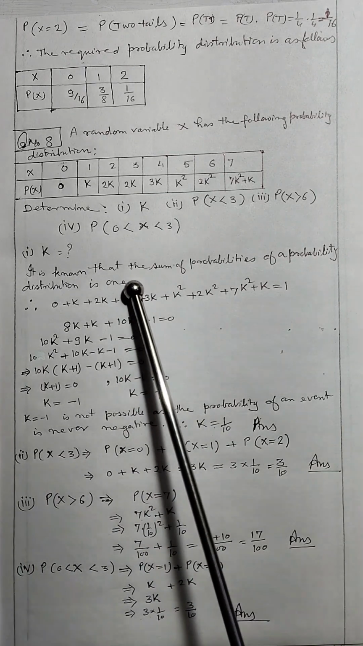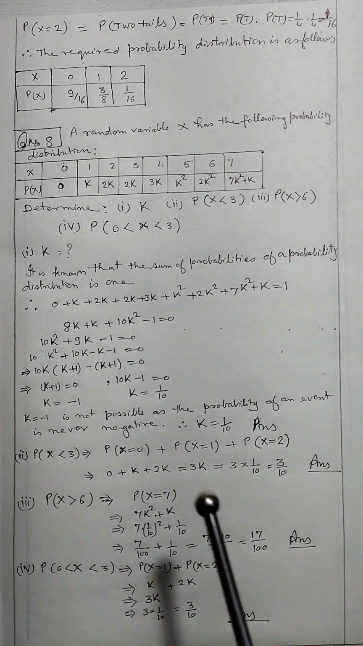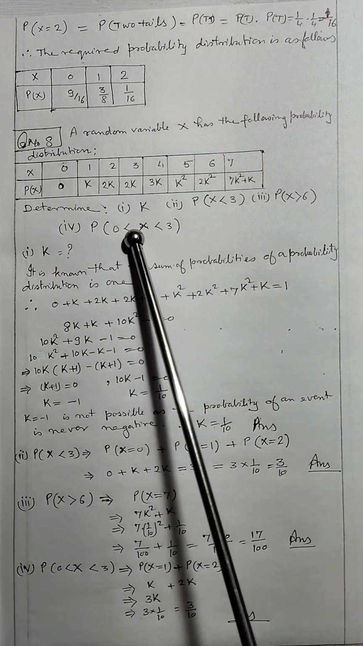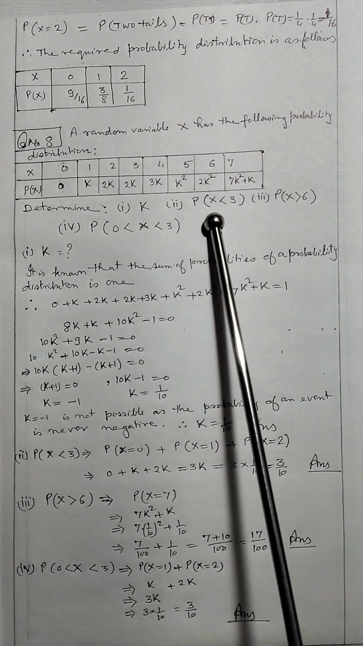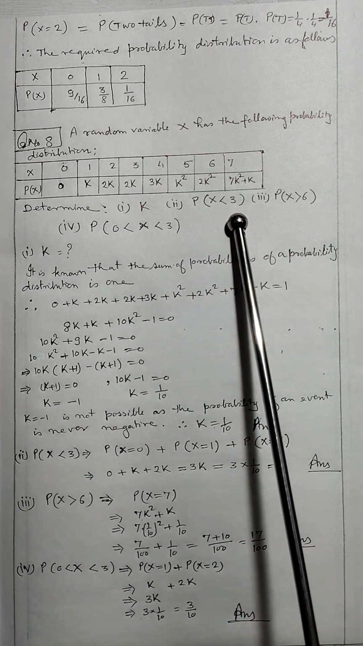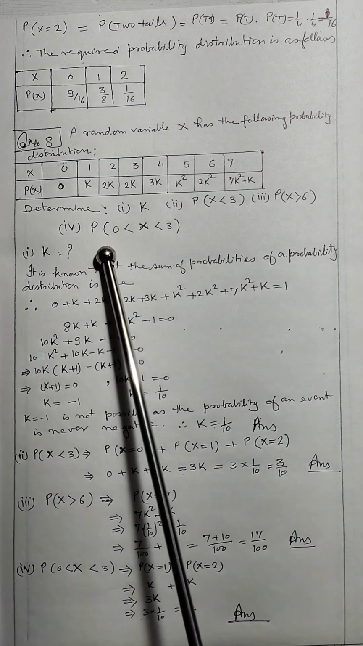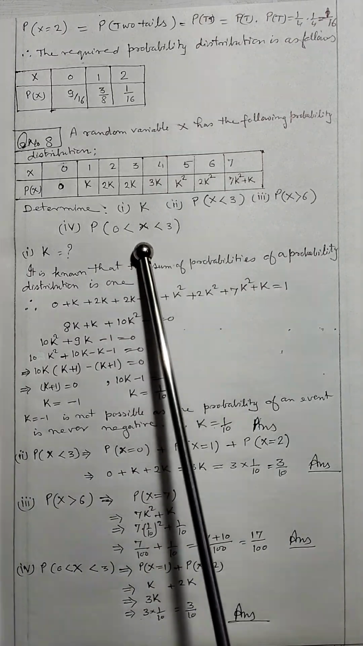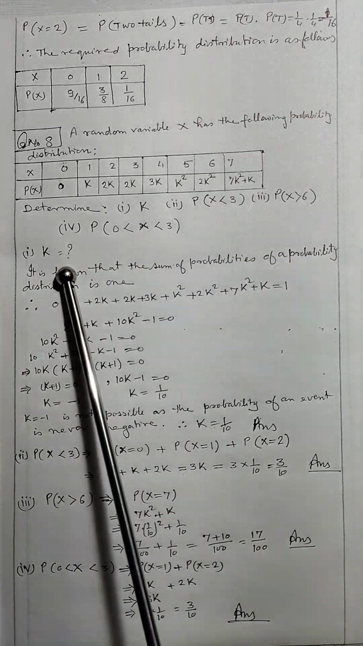Now determine, first, the value of k. Second is the probability when x is less than 3, third is the probability of x greater than 6, and fourth is the probability when 0 is less than x and x is less than 3. We have to find the value of k here.